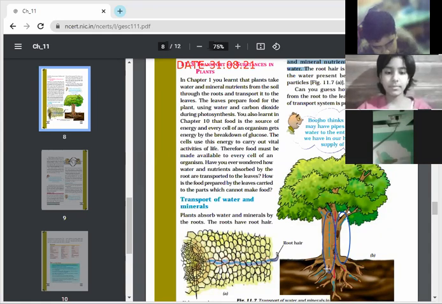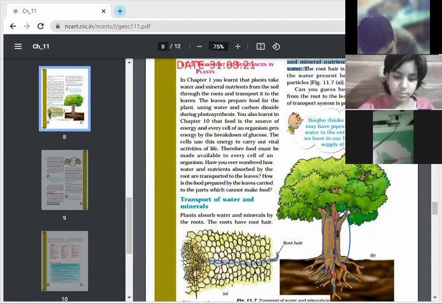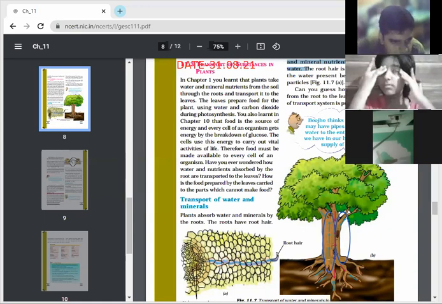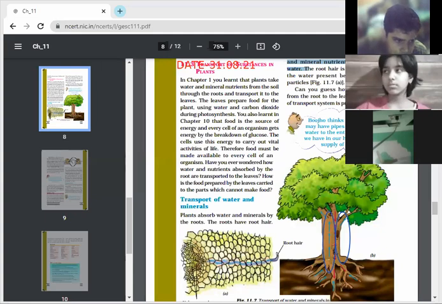So I will call this kind of tissue xylem. As you can see on the blackboard, this kind of movement in which the arrows are moving upward, this kind of vascular tissue is known as xylem. X-Y-L-E-M. This is known as xylem. And it absorbs water and minerals from the roots and carries them to the leaves. Why to the leaves? Because leaves have to prepare the food.